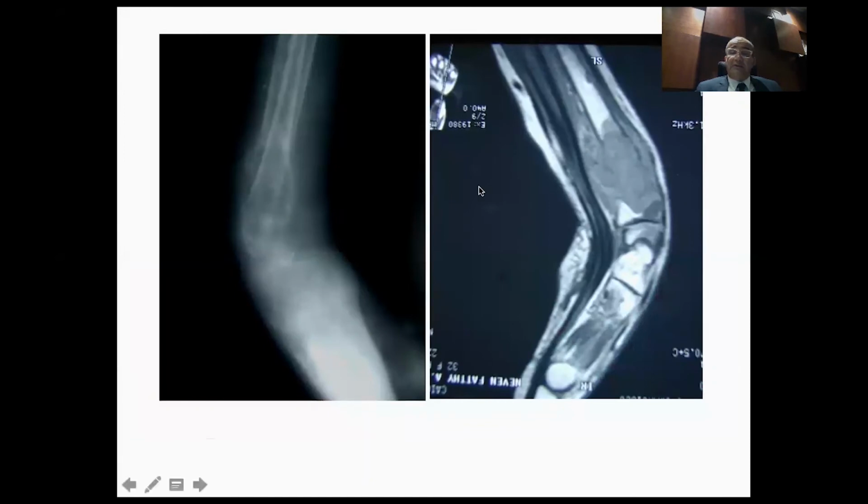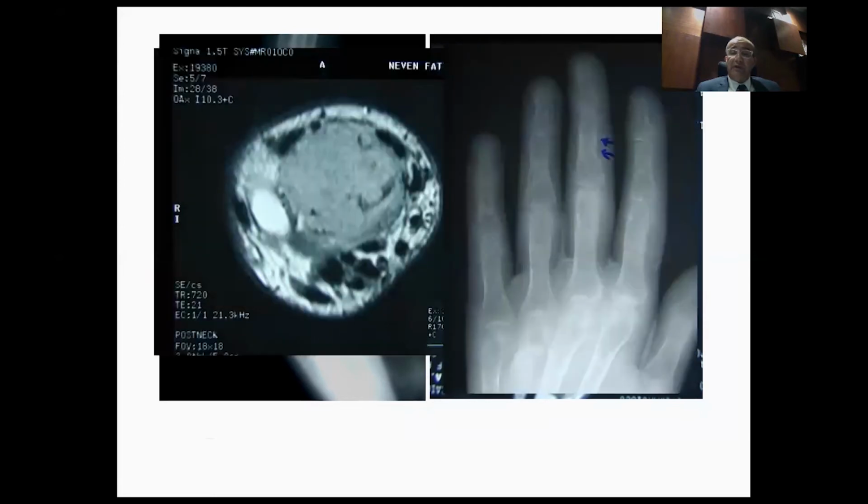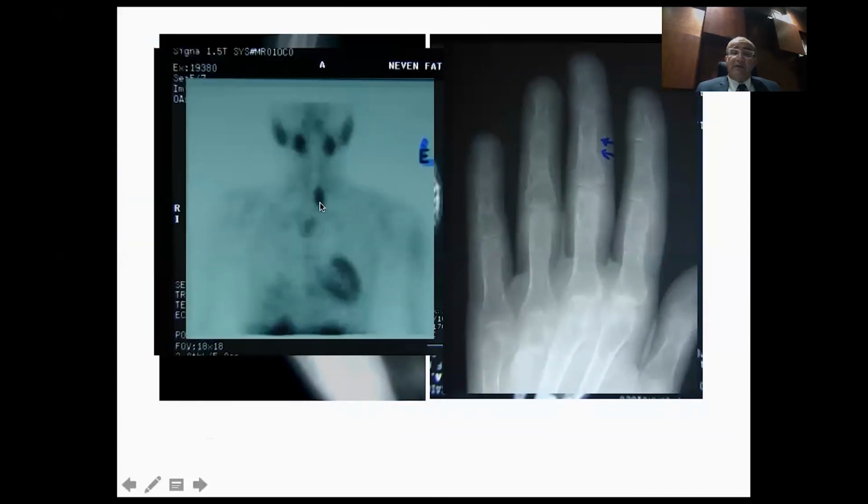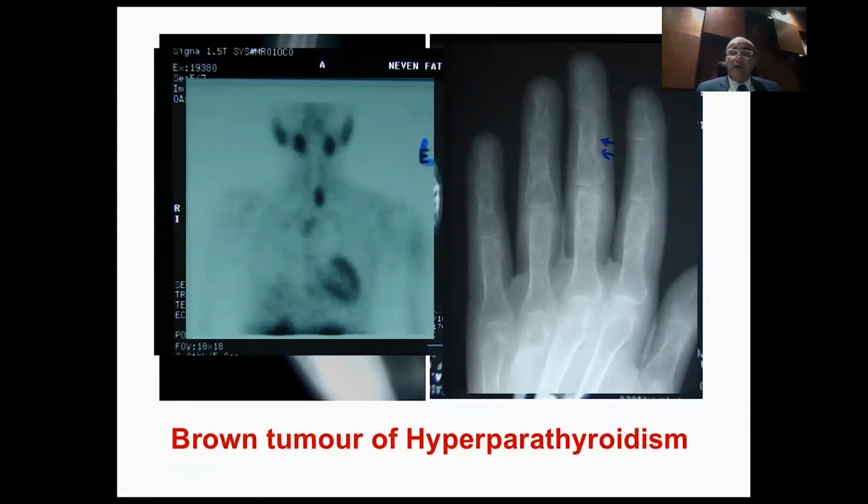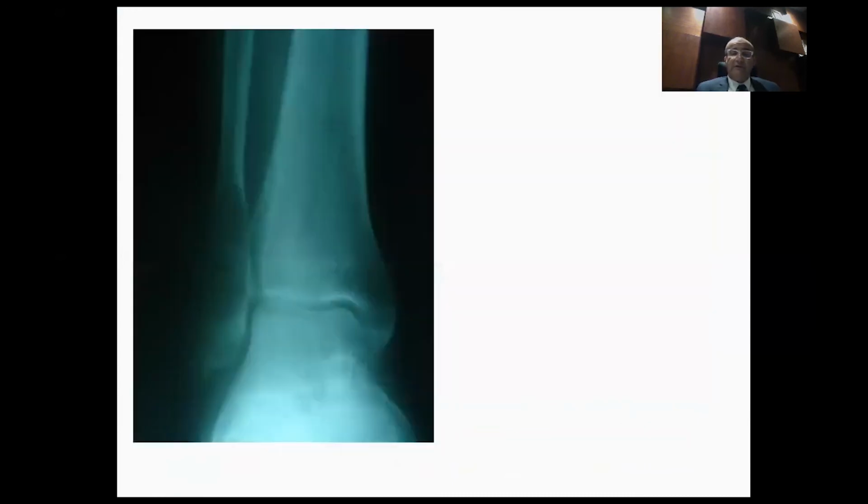A patient presented to us with a painful distal radius. X-ray showed an osteolytic lesion. MRI showed the destructive lesion in the distal radius. Could easily diagnose it as a giant cell tumor, whereas actually it turned out to be a brown tumor due to hyperparathyroidism. You can see here the osteoporosis, the parathyroid adenoma apparent in the parathyroid scan. This is a brown tumor of hyperparathyroidism that always should enter into the differential diagnosis of GCTs.